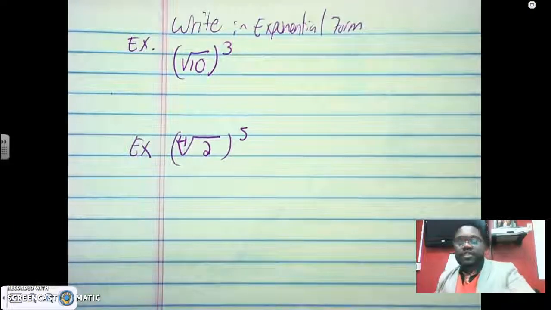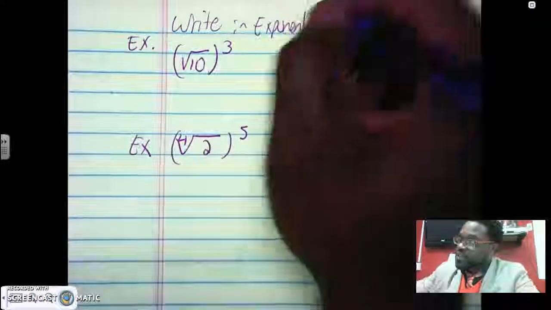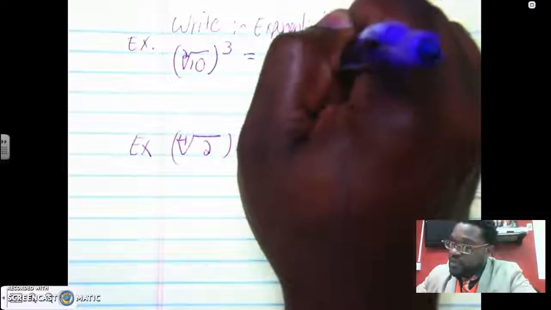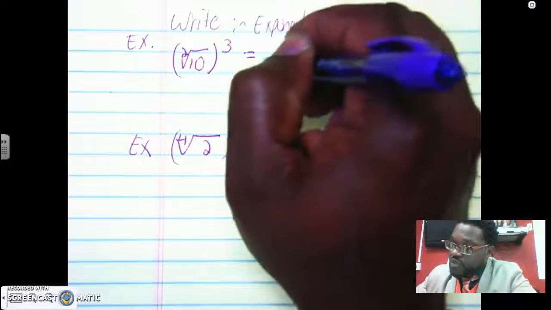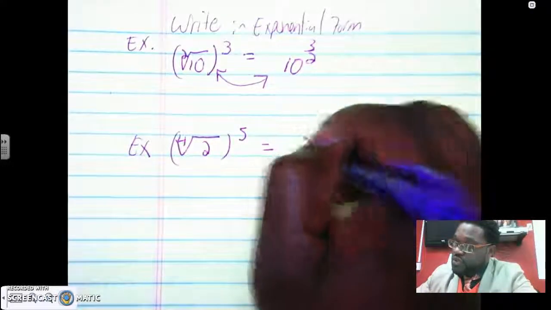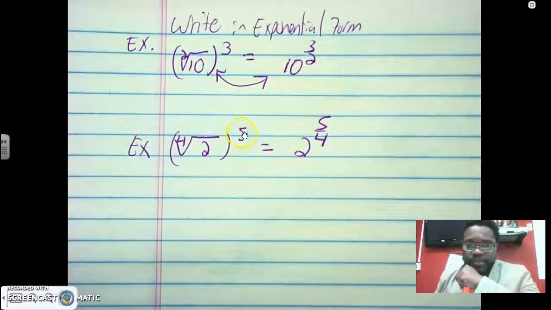Okay, still using those same properties about radicals. I want to be able to write this in exponential form. I got some radicals that I want to write as exponents. So, the index here is 2, right? So this would be 10 to the 3/2. That's how we use that exponential form. These two are equivalent statements. And this one would be 2 to the 5/4. Same thing. Numerator is the exponent and index is denominator.